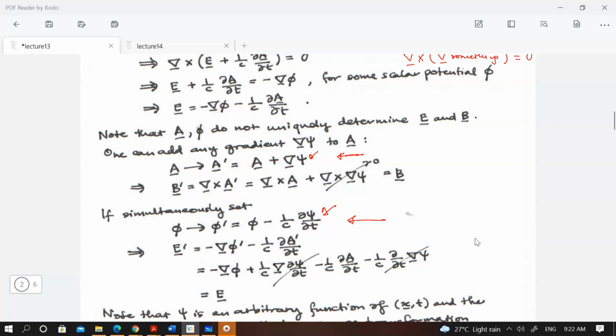So in a way, this is an unpleasant feature of introducing the potential. And because of this, sometimes people thought that your potential is not the real thing. The real thing is essentially your electric field and magnetic field. Okay.